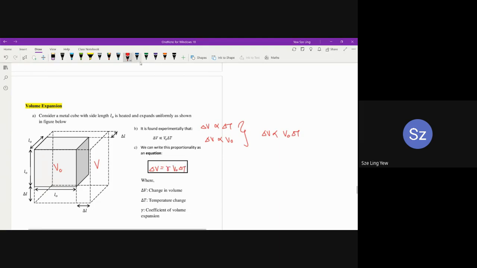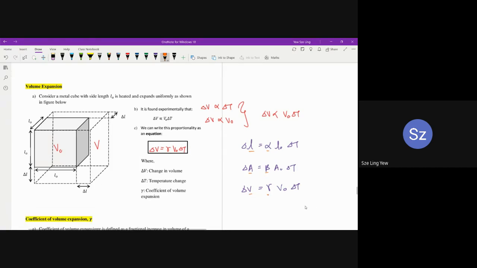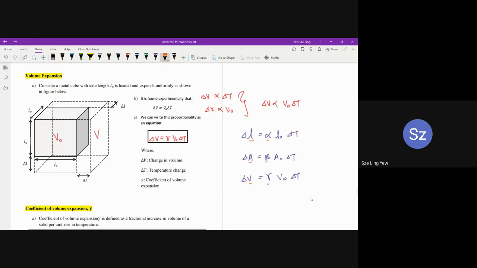So if you compare these three equations, del L equals alpha L naught del T, del A equals beta A naught del T, and del V equals gamma V naught del T, don't they look very similar to each other? The only difference is in the symbols that you use. For length you use alpha, for area you use beta, for volume you use gamma. But the way you write the equations is exactly the same.